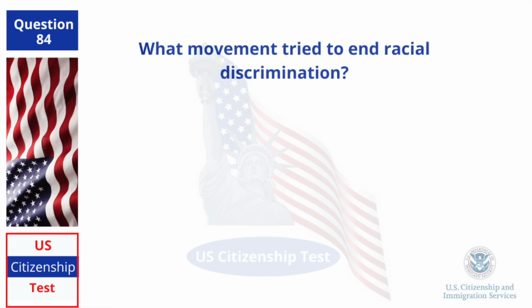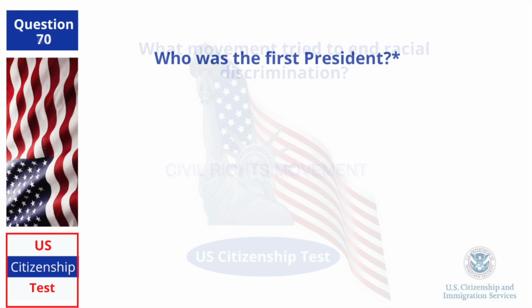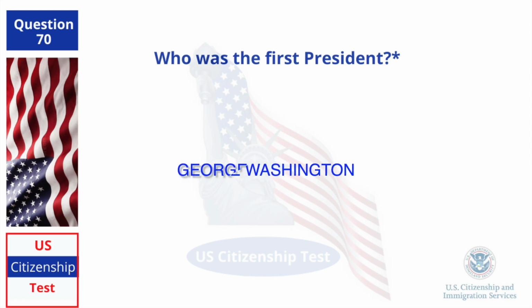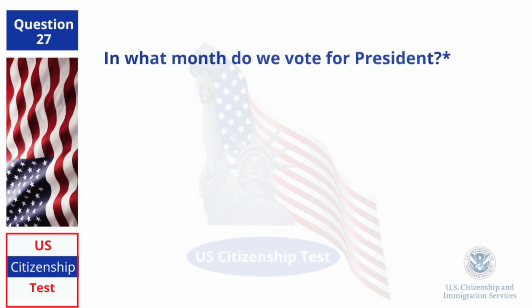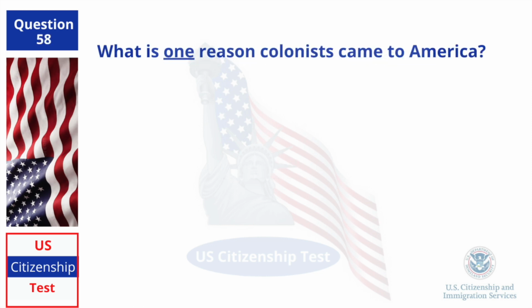What movement tried to end racial discrimination? Civil rights movement. Who was the first president? George Washington. In what month do we vote for president? November. What is one reason colonists came to America? Freedom.